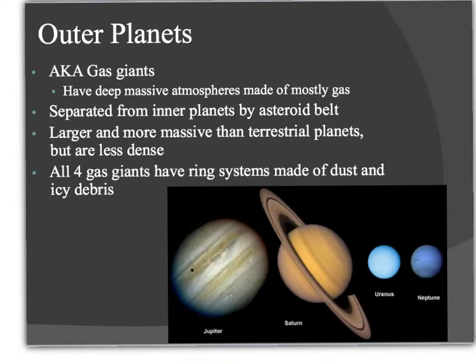All right, the next set of planets are outer planets. They're also known as the gas giants because they're huge and they're made of mostly gas. They are separated from our inner terrestrial planets by the asteroid belt. They are much larger, but they don't weigh as much. And all four of these gas giants, whether you can see from this picture or not, have a ring system made of dust and icy debris.